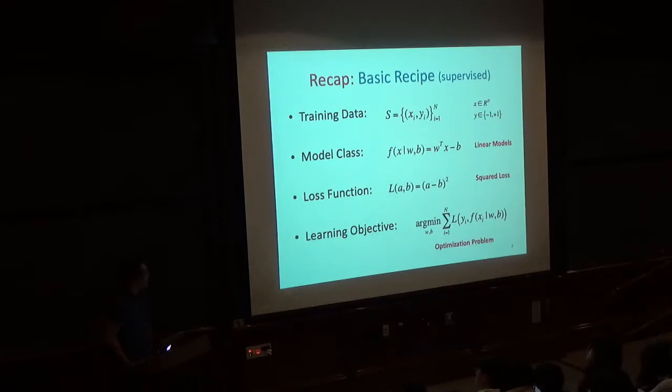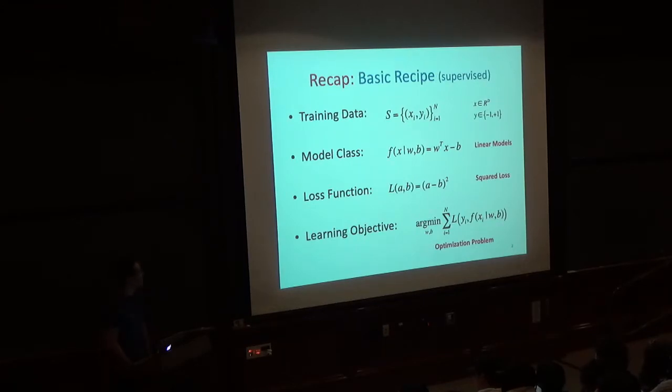The loss function is also something that we need to specify. It characterizes the mismatch between the supervised target and the prediction that our model makes. So in this simple example, it's squared loss, which means that if the true target is A and our model predicts B, then the penalty we pay is A minus B squared.